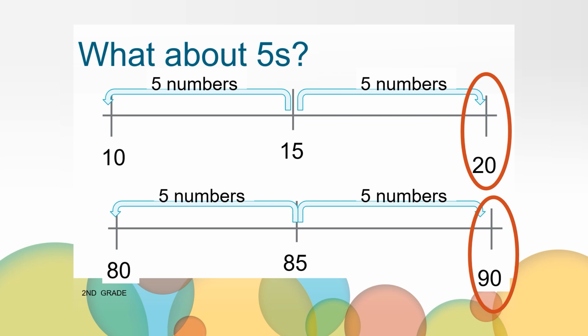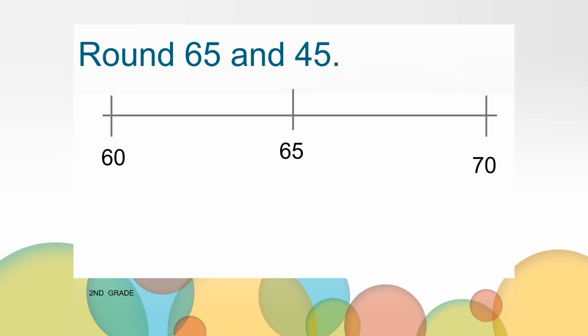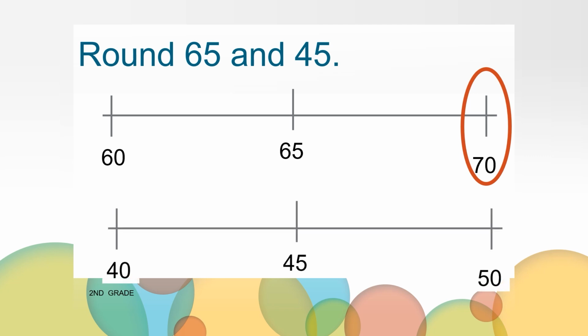What do you think 35 will round to? If you said 40, you're right. Now you try. Round 65 to the nearest 10. 65 rounds up to 70. Now try 45. 45 rounds up to 50.